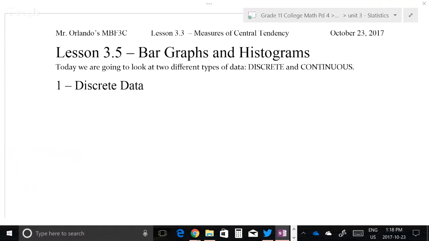So today we're going to talk about how we take that data and represent it, how we can take our data and show it to people. And by the way, you did some survey, so you're going to have to do this.